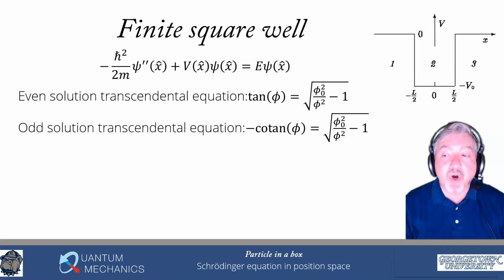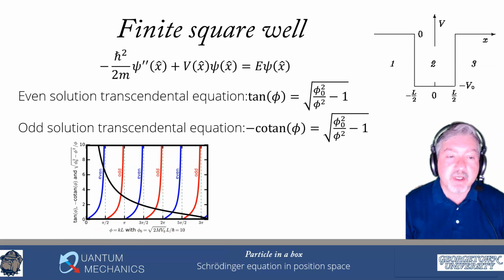So I can actually put both transcendental equations on the same plot, and that's what I'm doing here. The red curves correspond to the even solutions. Those are the tangents. The blue are the odds. Those are the minus cotangents. And then the black term is this term, square root of phi 0 squared over phi squared minus 1.